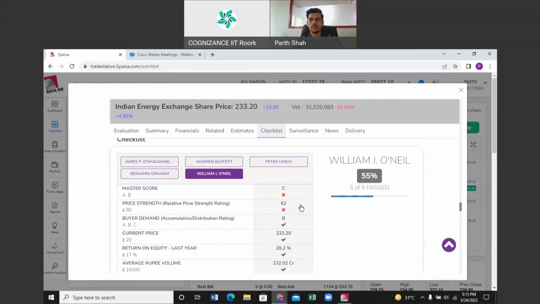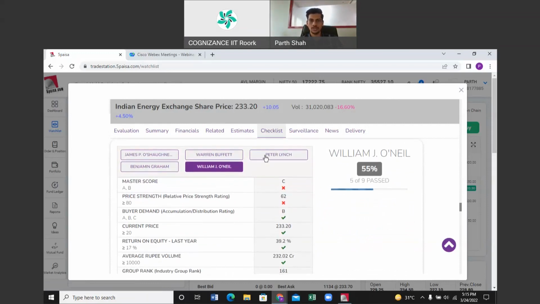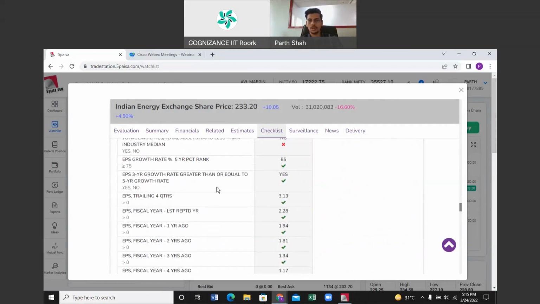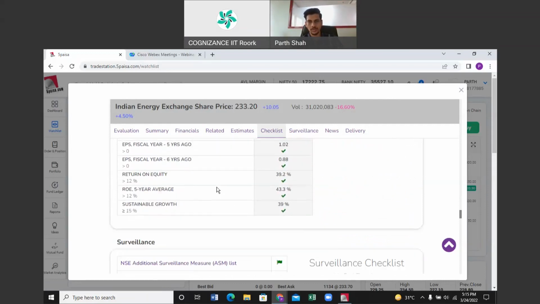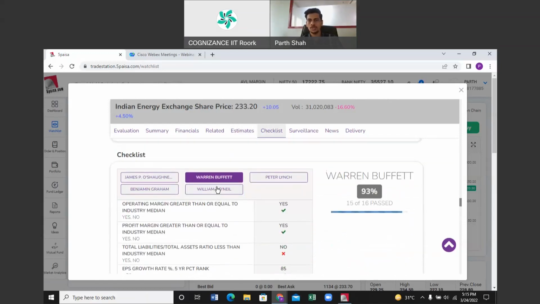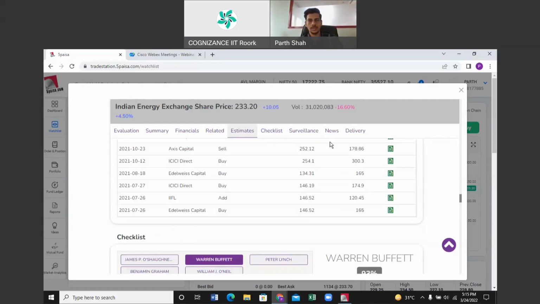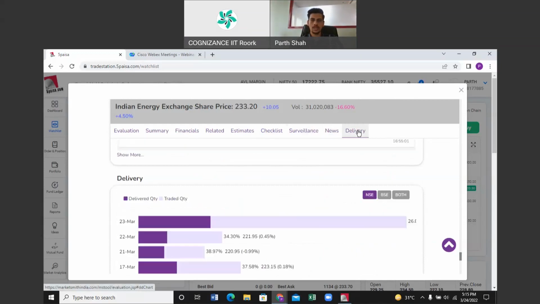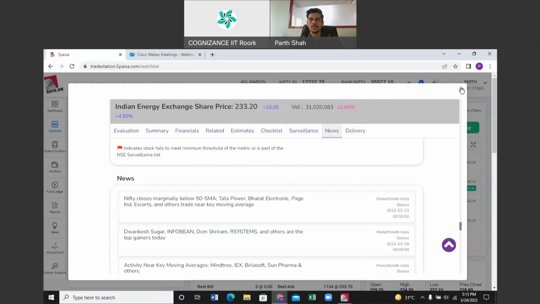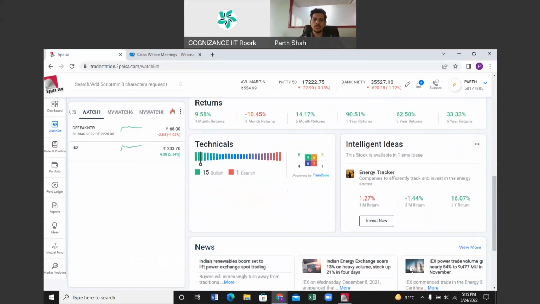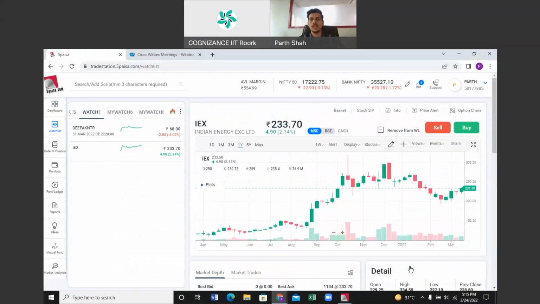You have the checklist with respect to well-known influencer investors like Warren Buffett and William O'Neil. So you can see the ratings of the stock based on their methodology of investment, whether it fits or not. According to the Warren Buffett investment strategy checklist, it is passing 15 out of 16 checklist points. That's how you can evaluate the stocks here, and there are multiple such things. I'll just close this. So that's how this is very helpful for an investor.